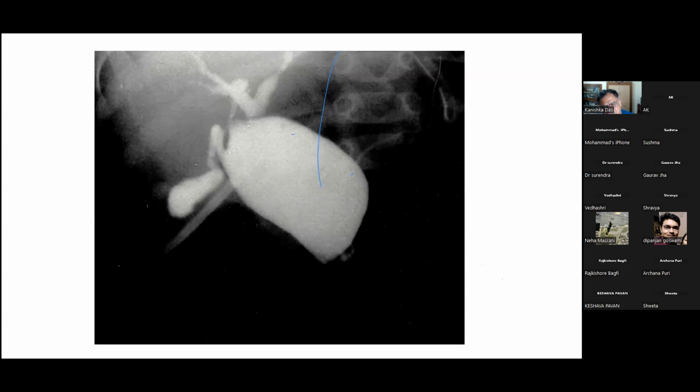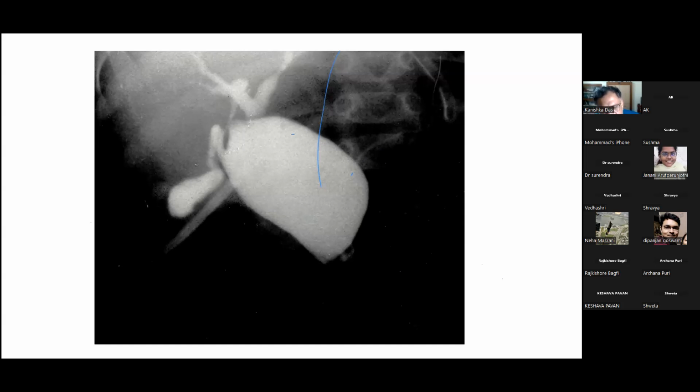So we can see mildly dilated intrahepatic radicals, sir, and a partially distended gallbladder and dilated cystic lesion in the CBD, sir. And no contrast seen entering the bowel. What else are you seeing? Yes, sir. That could be a pancreatic duct. Why are you saying it is pancreatic duct?